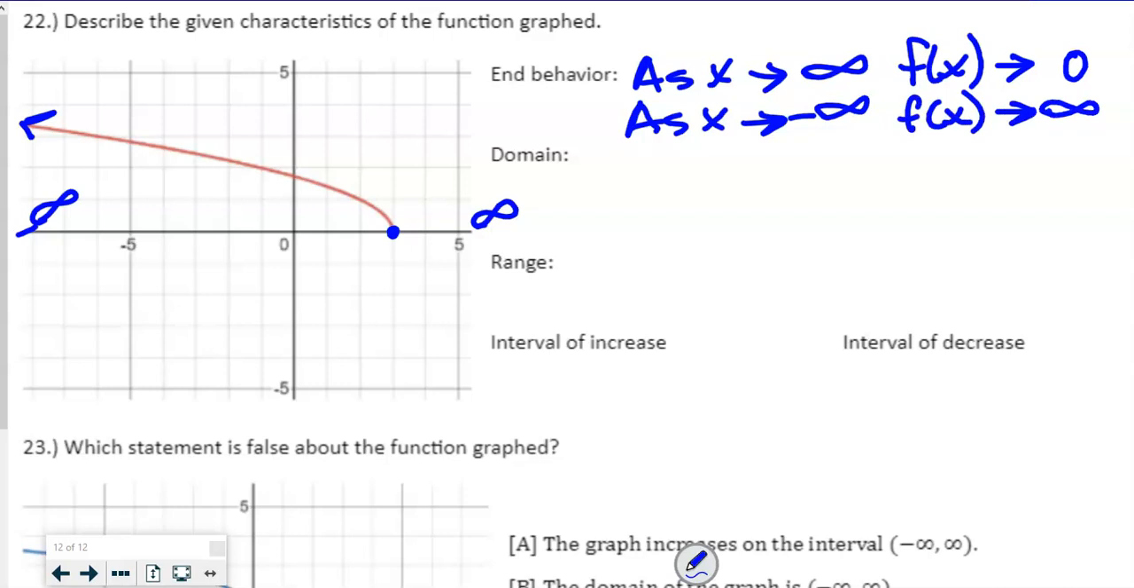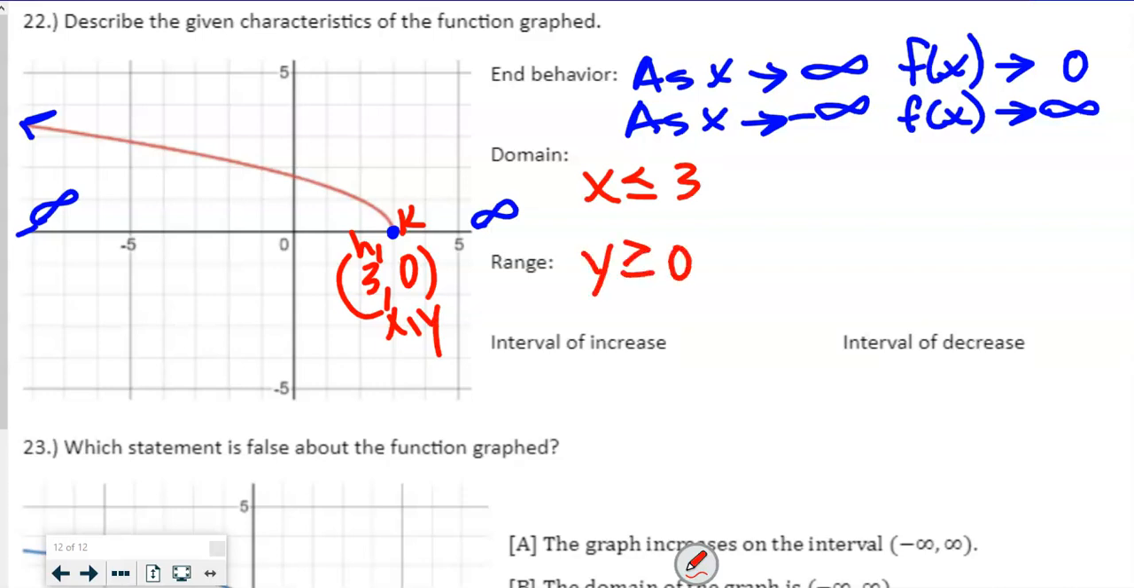Now, domain. So our domain is going to be our x value. So x is, where's the arrow pointing? To the left. And what is this h and k? So this h is 3 and our k is 0, right? So those are going to affect our domain and range, right? X and y. So that's going to be 3. And what's happening to our y values? Are they getting bigger or smaller? So our y's are going to be greater than or equal to 0.